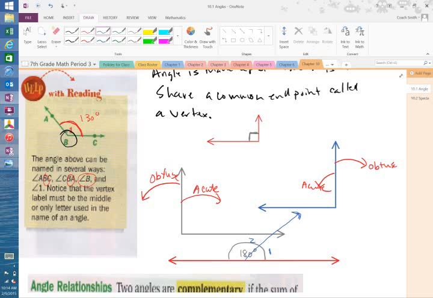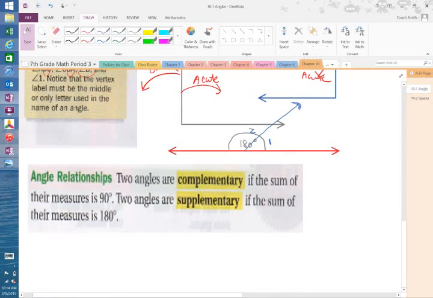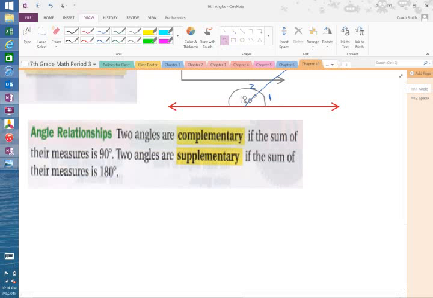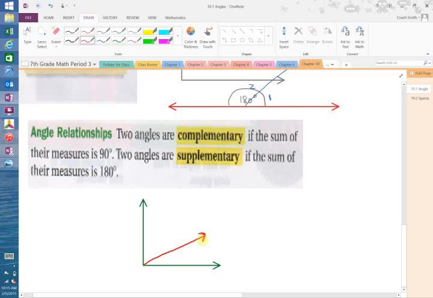Now let's look at some other definitions. First of all, complementary. Two angles are complementary if the sum of their measures is 90 degrees. Let's say I take this angle that's 90 degrees, and I intersect it with another line, that forms two angles. Those two angles together, angle 1 plus angle 2, must equal 90 degrees because that's a 90-degree angle.